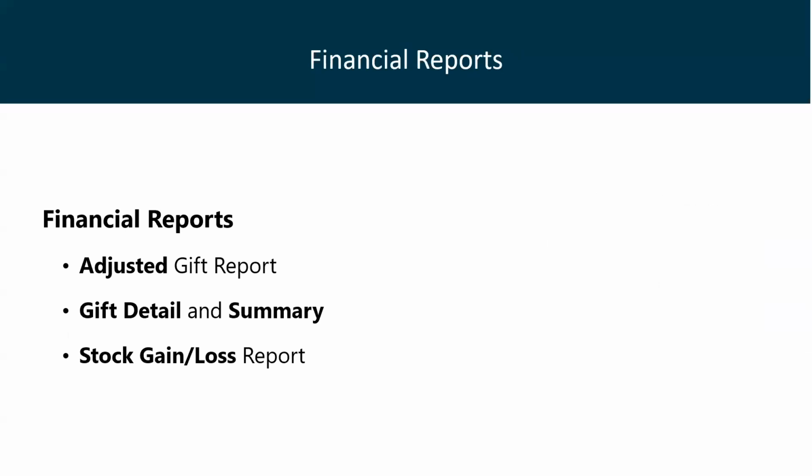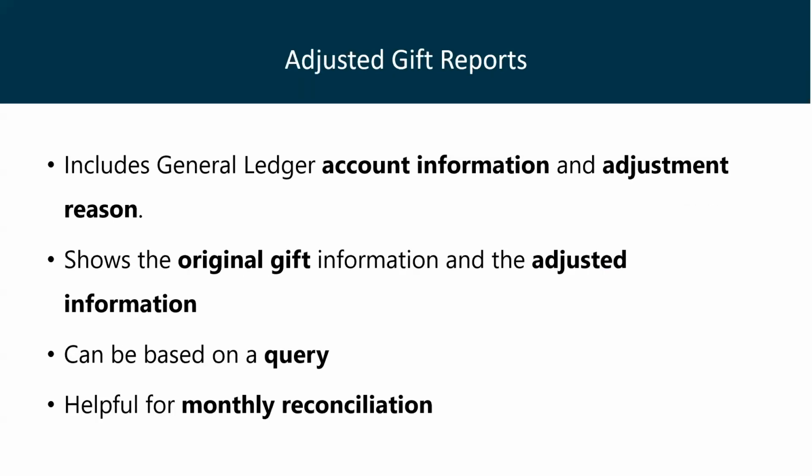So financial reports are another subset. And again, there are many of them. We're just going to look at the adjusted gift report, the gift detail and summary, which is probably one of the most powerful reports, and the stock gain and loss report.